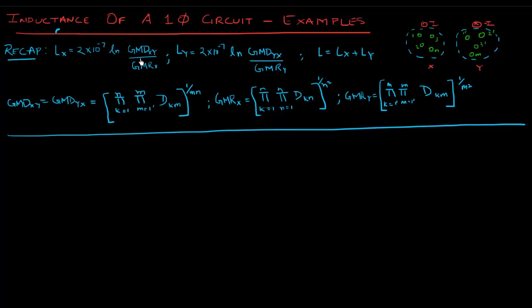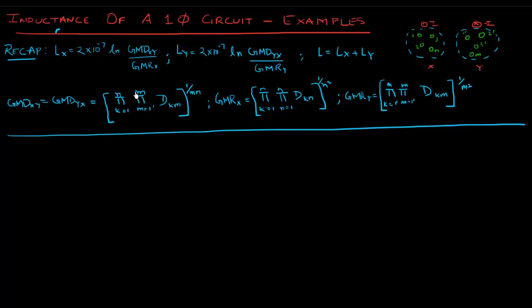So, a quick recap. Last time we saw that the inductance of one of the conductors X can be given as 2 into 10 to the power minus 7 ln GMD X of Y over GMR X. So GMD was the geometric mean distance between X and Y, and GMR was the geometric mean radius of conductor X. Similarly, L of Y was nothing but 2 into 10 to the power minus 7 ln of GMD Y of X over GMR of Y. And these Lx and Ly were the inductances per conductor, and L the total inductance of the circuit was given as Lx plus Ly.